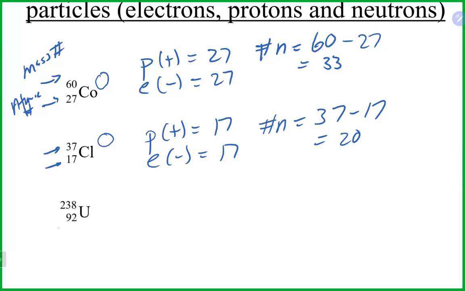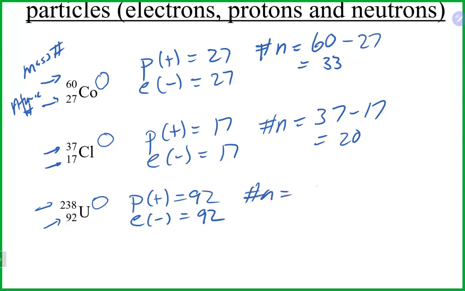Down here, U is uranium, atomic number on the bottom, mass number up on top. So it is the atomic number, that's our protons, which is 92. Once again, no charge happening there, so an equal number of electrons. And our number of neutrons here is going to be our mass number of 238 minus our atomic number of 92. That feels like a lot, like a 146 and stuff. Any questions on any of those there? Okay.